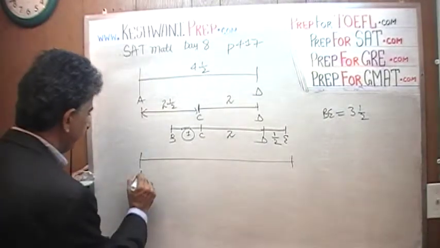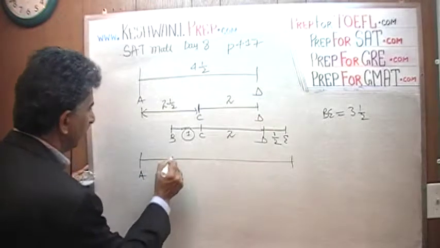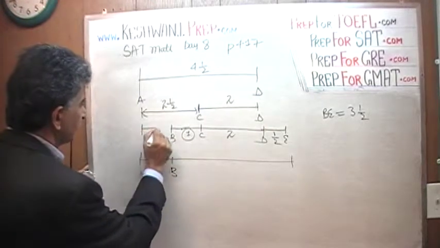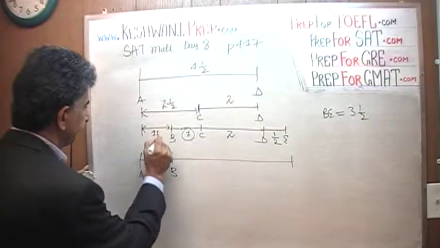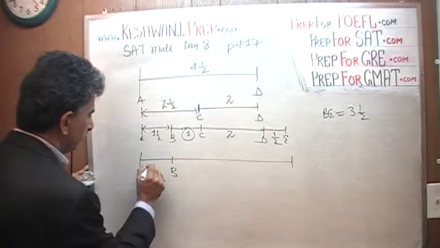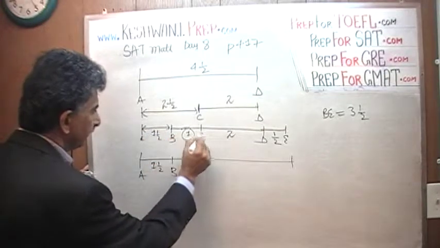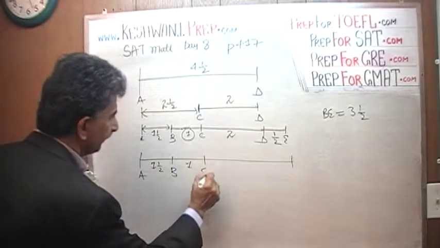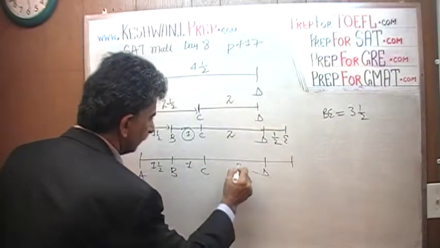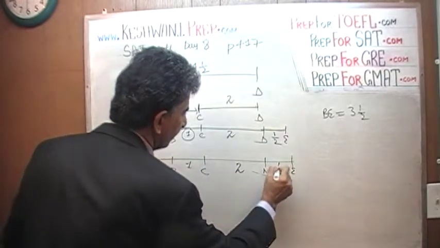So here is our A. Our B is here, and now we know that this is 1. This means this must be 1.5. So A to B is 1.5. B to C, as you can see, is 1. C to D, as you can see, is 2. And D to E, as you can see, is half.